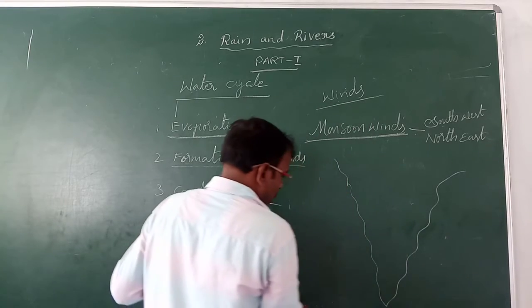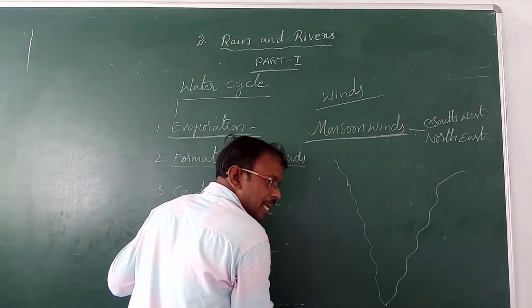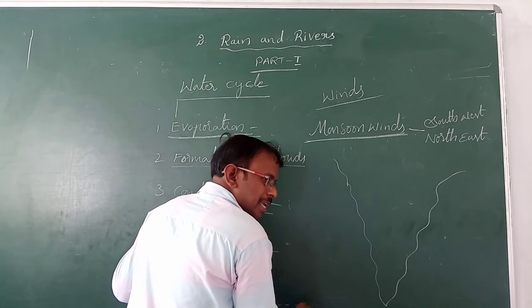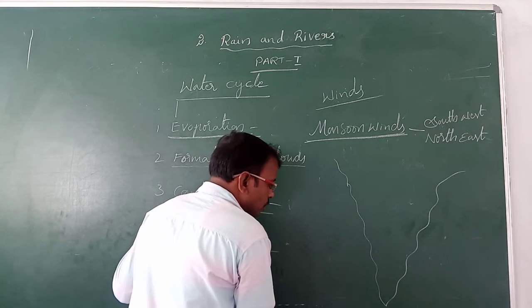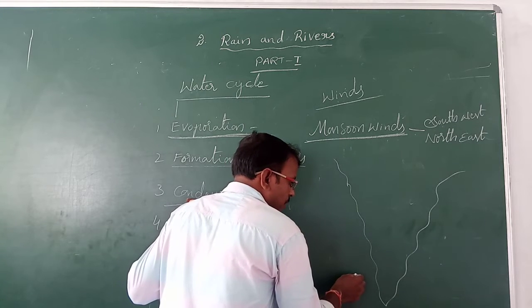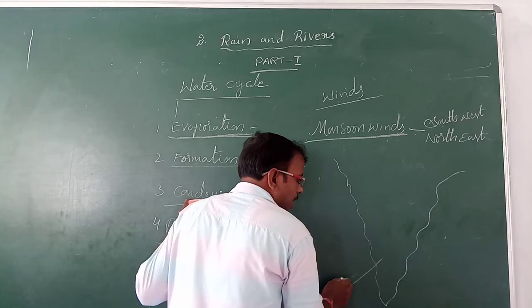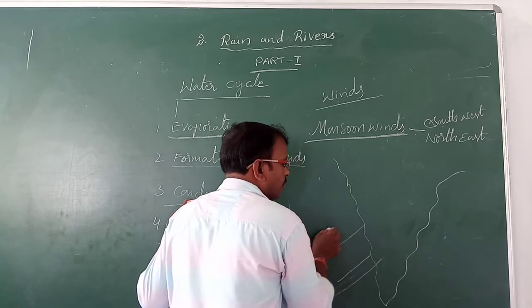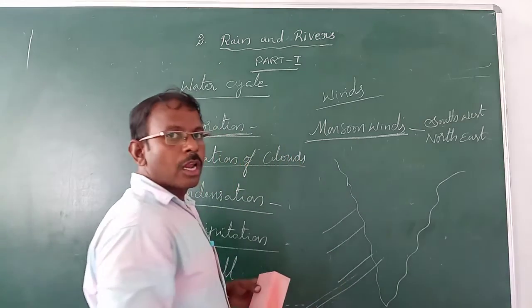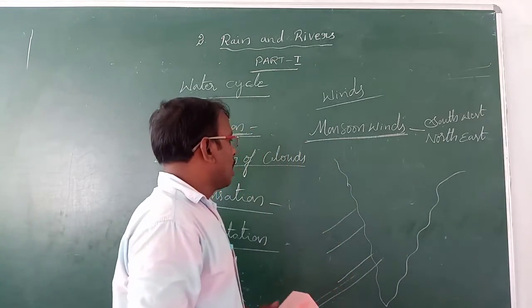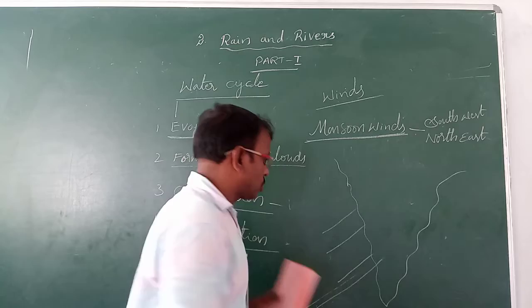From the branches of the Arabian Sea and Bay of Bengal, the winds during summer season form very heavy clouds. Those clouds travel and reach our India in the first week of June. Those monsoon winds reach India from the southwest direction, so they are southwest monsoons.